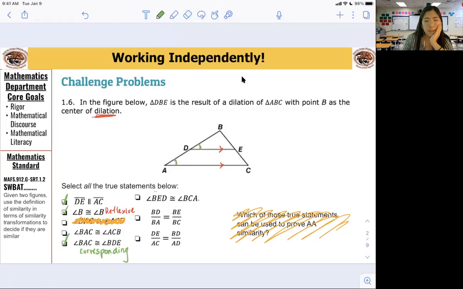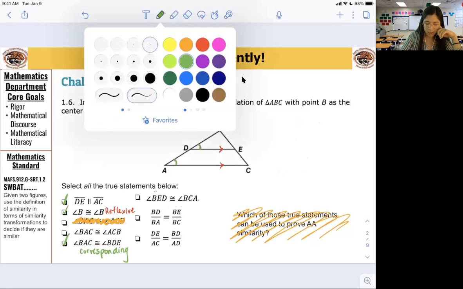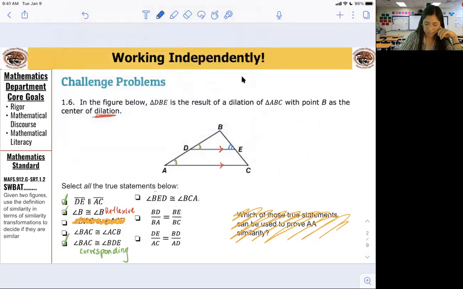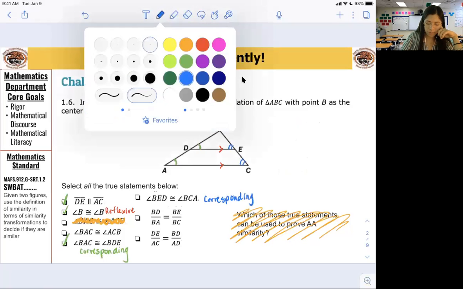So always just be careful because remember, alternate interior have to be on opposite sides. Those usually come up when we have something like this, a triangle that looks like that. So like this one and that one would be alternate interior. But in this case, those are corresponding. Same thing with BED and BCA. Those are also corresponding. Okay, so far so good.